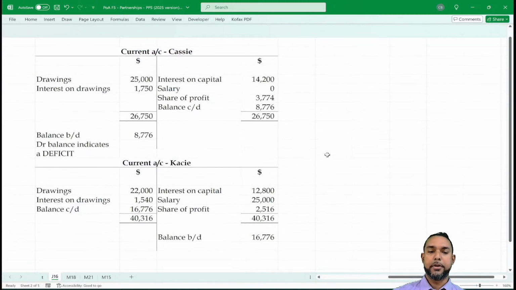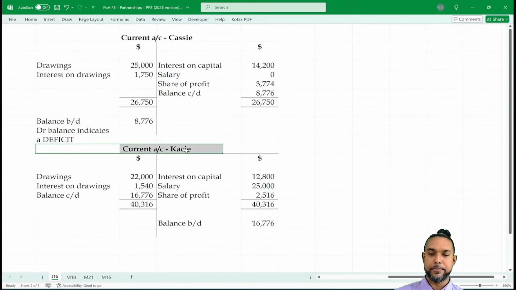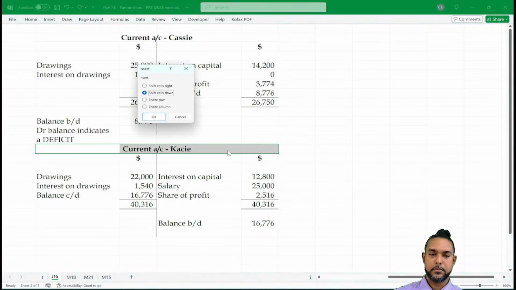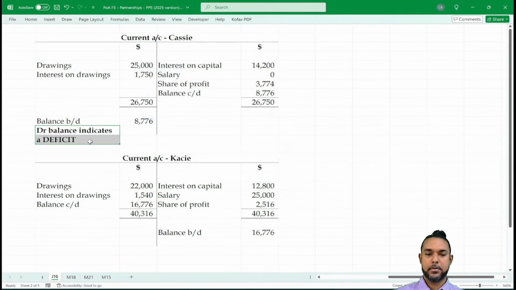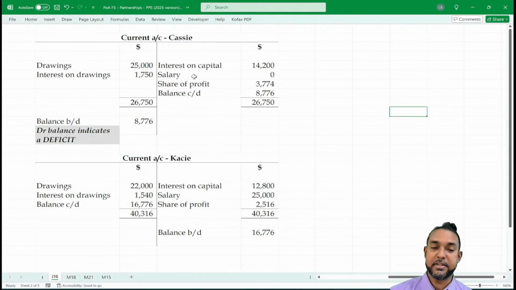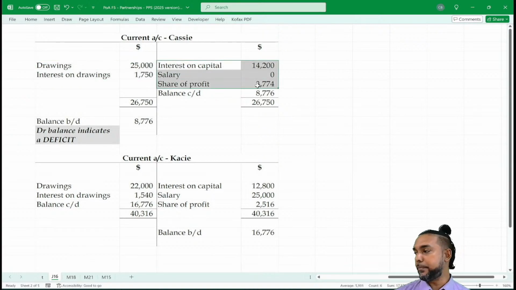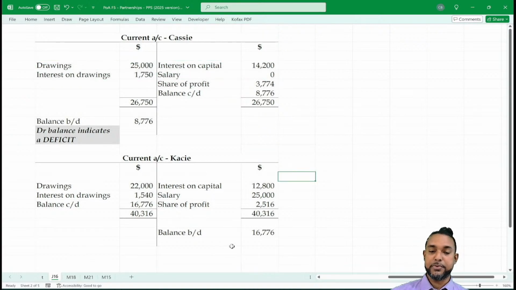Yeah. Sorry. So what happens here: when a partner has a debit balance on their current account, it indicates a deficit. That's because they took out more than they earned. All right. Now, with the other partner, we could see there's a credit balance. So what do you think is going to happen? Is that going to be a deficit? No. Right? So a credit balance indicates a surplus on the partner's current account.